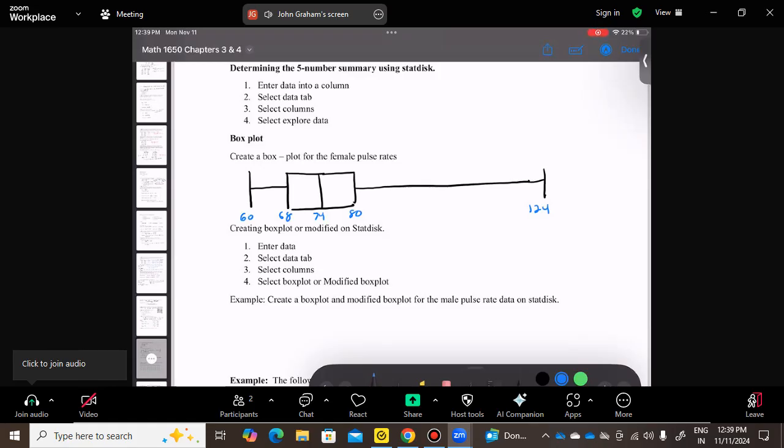The 60 is that first vertical line, that's your low number. The 124 is your last vertical line, which is the high number. Then you make 3 vertical lines that are your Q1, median, and Q3. And then you connect on the bottom and the top, the Q1 to Q3. So all the vertical lines are the same, making a little box here.